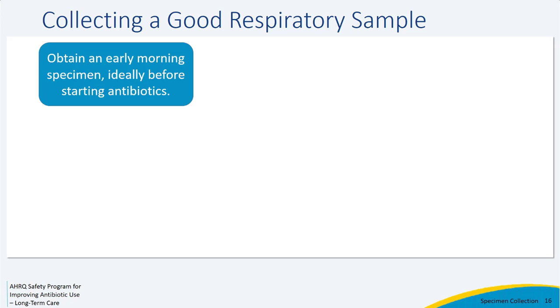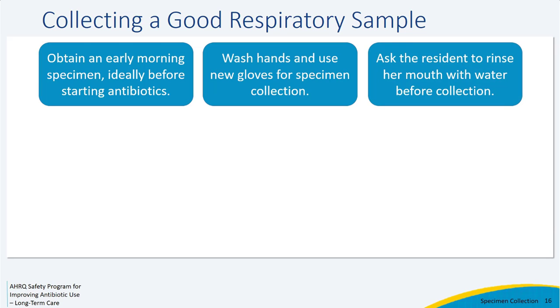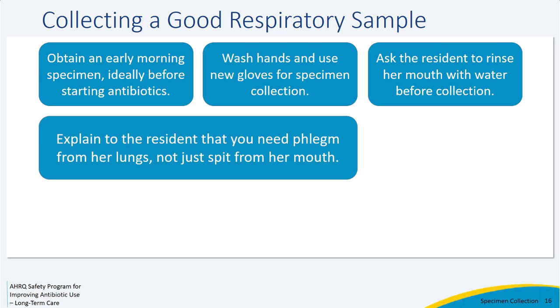1. Obtain an early morning specimen. Often residents are better at coughing up a good specimen in the early morning hours, so we recommend obtaining specimens at this time when possible. 2. Wash hands and use new gloves for specimen collection. 3. Ask the resident to rinse her mouth out with water before collection. This helps to remove some of the loose cells from her mouth and may reduce contamination of the phlegm.